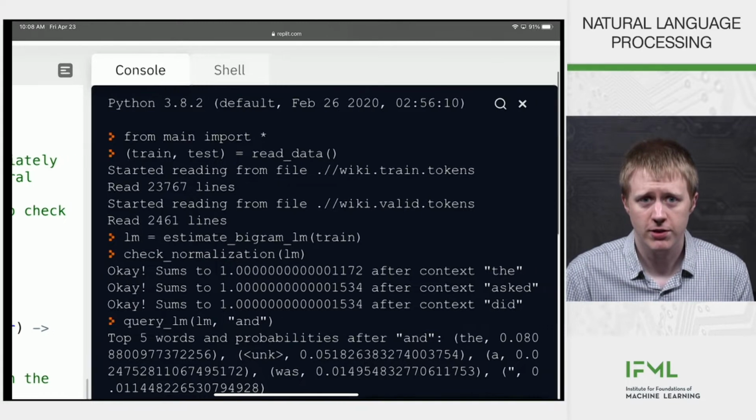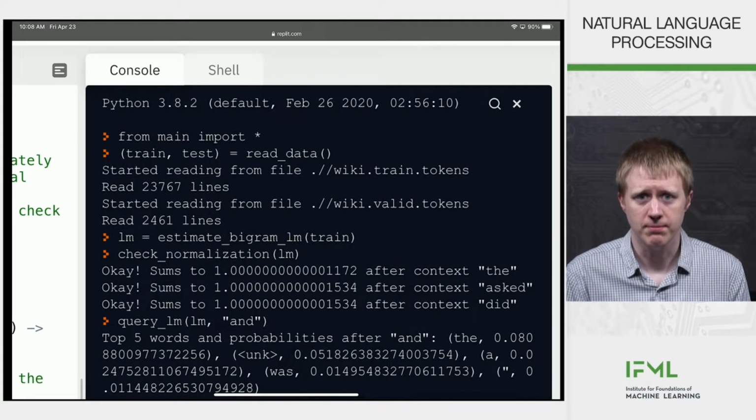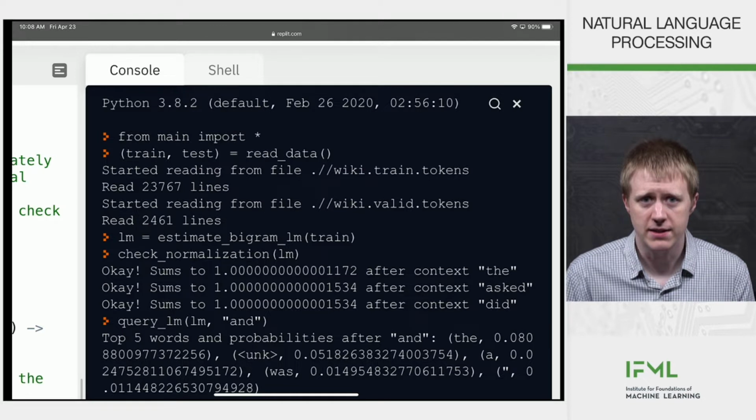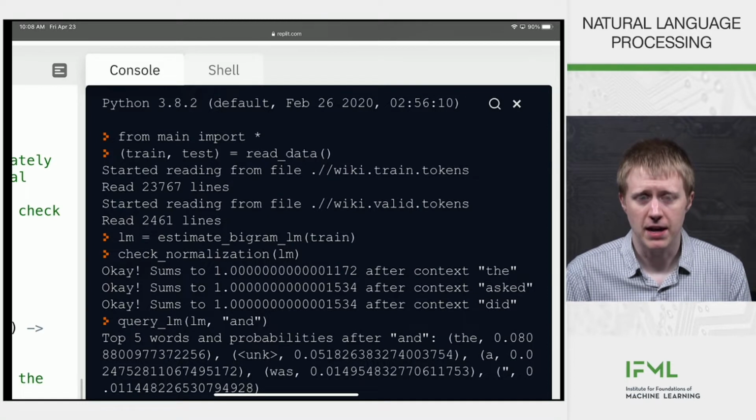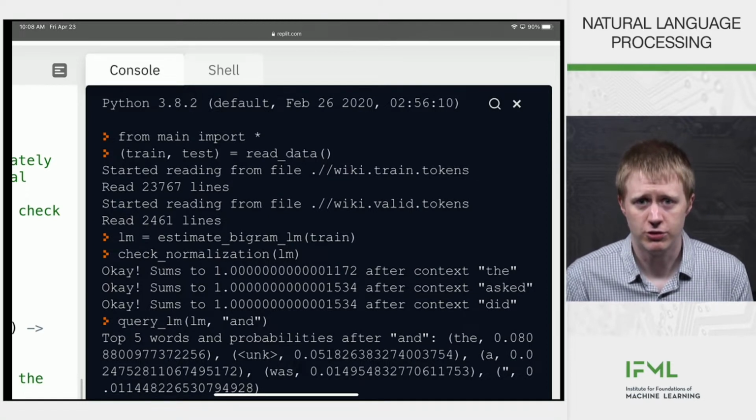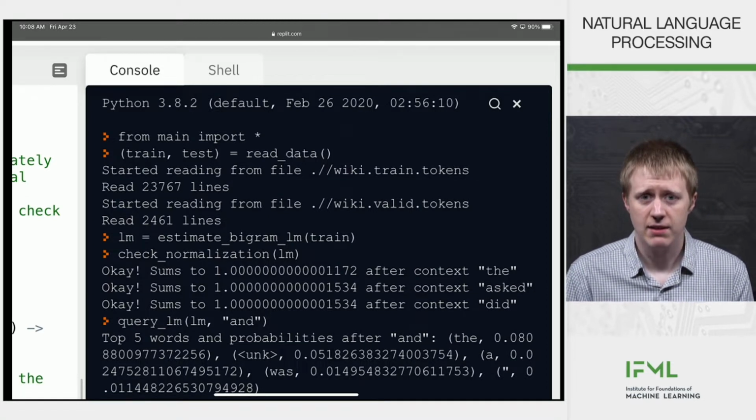First, I imported everything from main, and then I called read data and read it into this tuple of train, test, where train is a list of strings and test is the same thing. We've read in about 25,000 lines of text. Then I called estimate bigramlm on the training set, and that takes a second, but it does our process of counting up all of these counts that we need in order to compute probabilities.